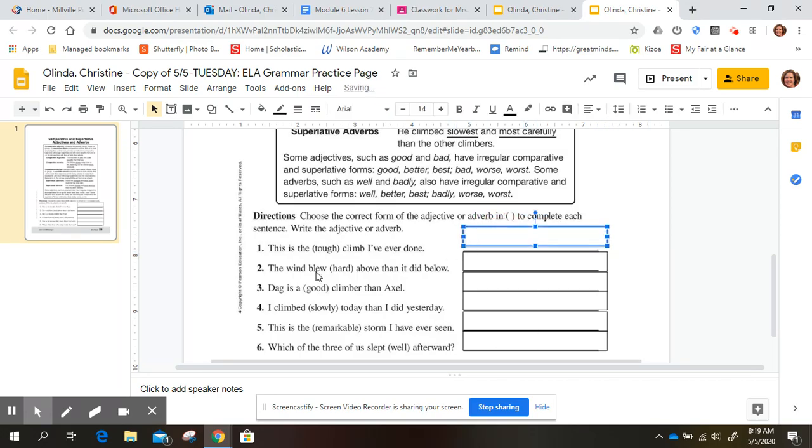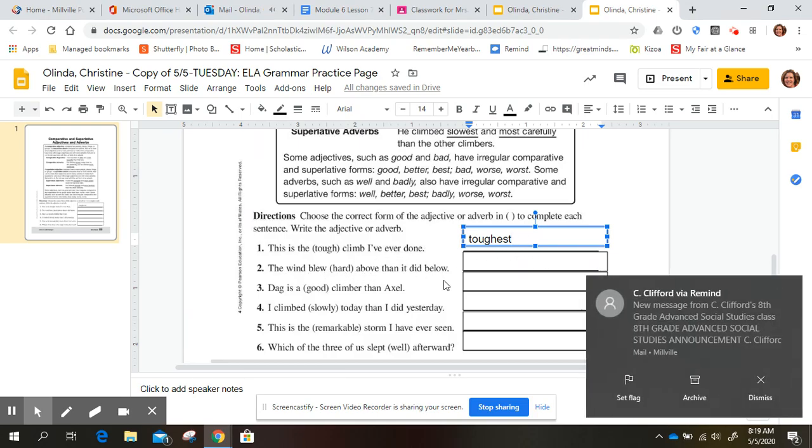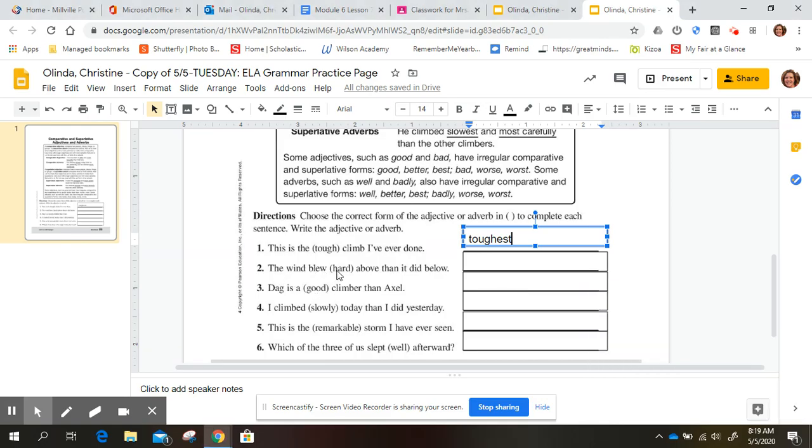All right. It says, this is the tough climb I've ever done. So we're going to say toughest by making it the correct form because it's the one he's ever done. So we're comparing 3 things. The wind blew hard above than it did below. So the wind blew harder because we're comparing 2 things, the wind above and the wind below.